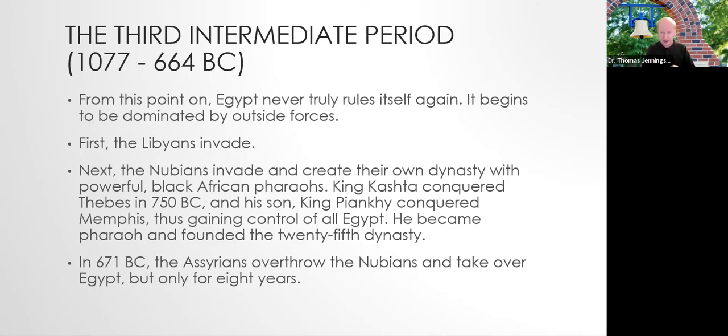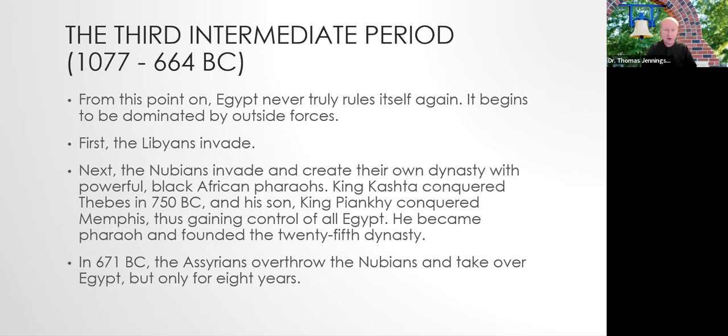King Kashta of Nubia conquered Thebes in 750 BC, and his son Pianki conquered Memphis, thus gaining control over all of Egypt. And Pianki became pharaoh of Egypt and founded the 25th dynasty, which ruled Egypt for 100 years. You have a line of black African pharaohs from Central Africa who are ruling Egypt as pharaoh.